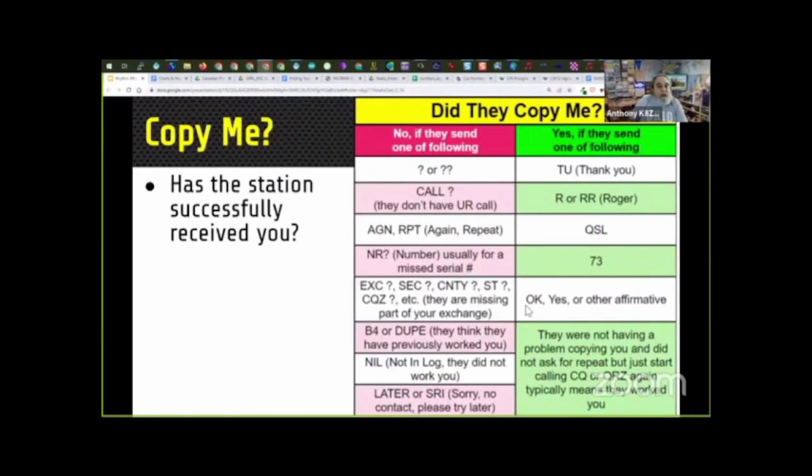So here's a quick little chart on "did they copy me." Again, if it's no, they'll do one of these things, as I talked about earlier, and if it's yes, they will do one of these things. The two I haven't talked about so far are "nil" and "later." Nil means that you're not in the log. That means don't log this. They didn't get all the information. Also, "later" or "sorry" means they can't contact you now. Don't keep trying. Try back later. And that's what they mean.